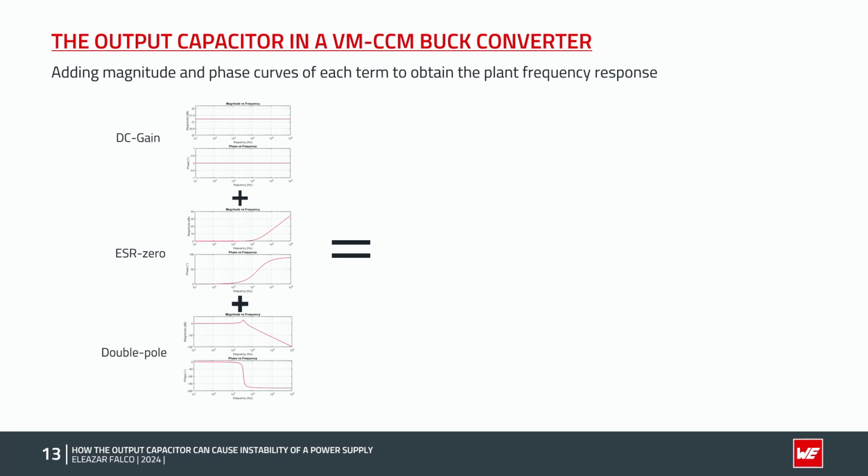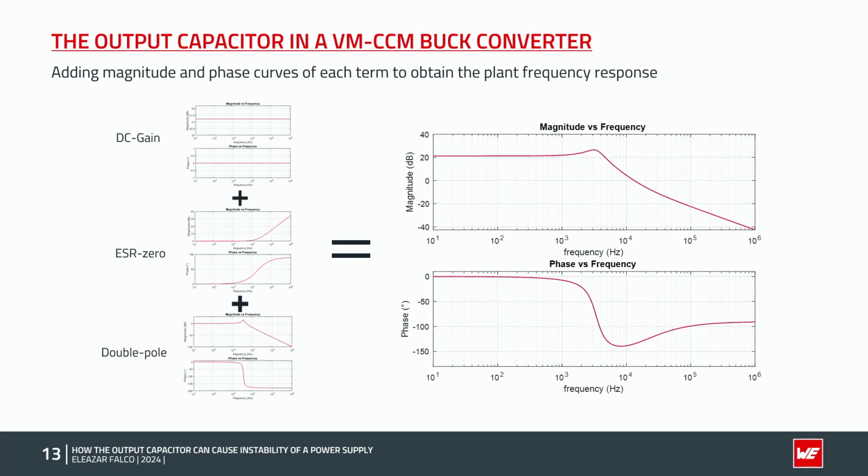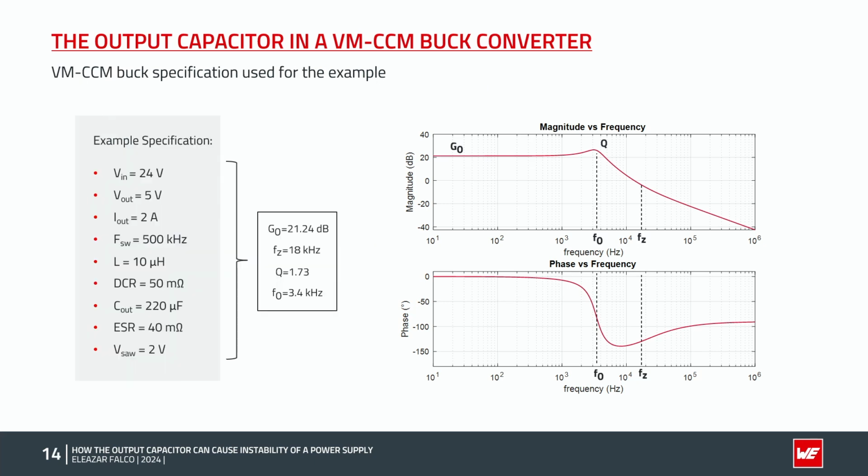Adding the magnitude and phase curves of each of these three elements, we obtain the Bode plot of the plant transfer function of the buck converter. And we can see here the contribution of each of the three elements together, which in this example corresponds to the buck converter specification shown here. We can see how in the low frequency range, the plant response is dominated by the DC gain.